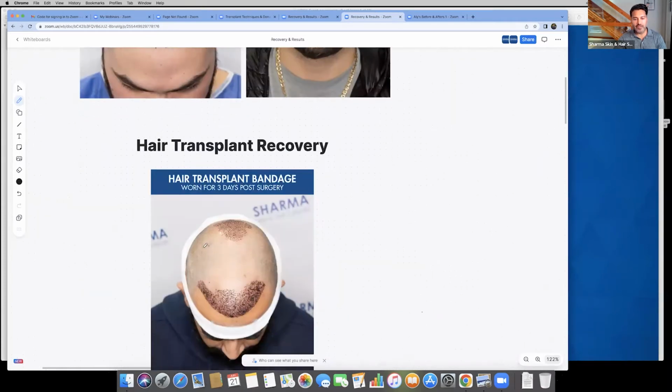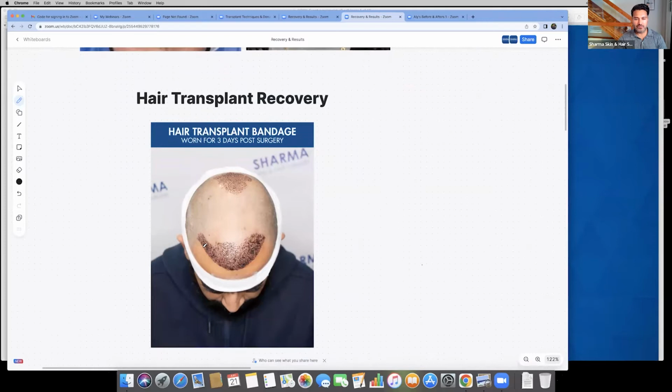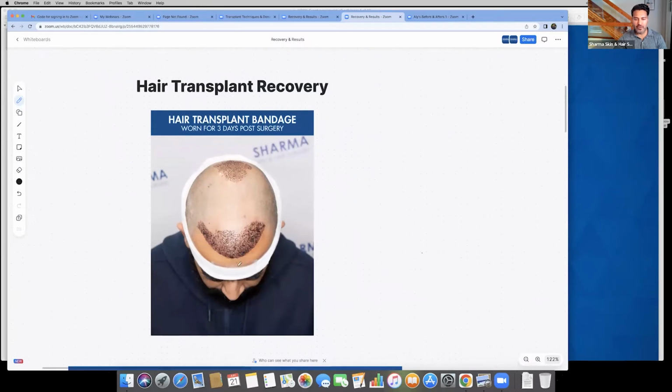Let's talk about recovery. You have a bandage around the back of the donor area for about 3 days after surgery. That should be changed at home. Sometimes if you're living in Edmonton and a lot of our patients are bachelors or they don't have anybody at home, we always tell them if you're going to have difficulties, just come into the clinic and we're happy to change it for you. The main thing is it must be done well and very, very clean.